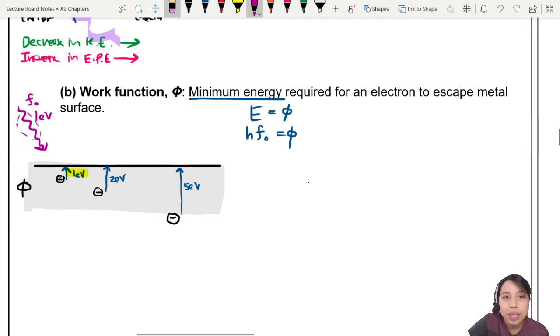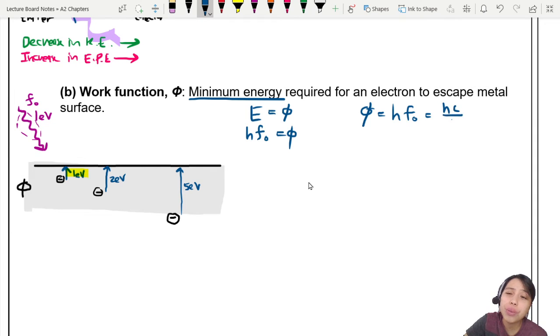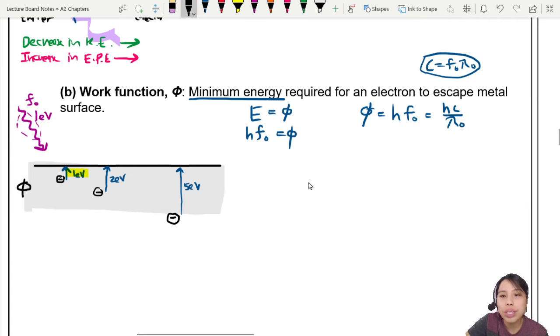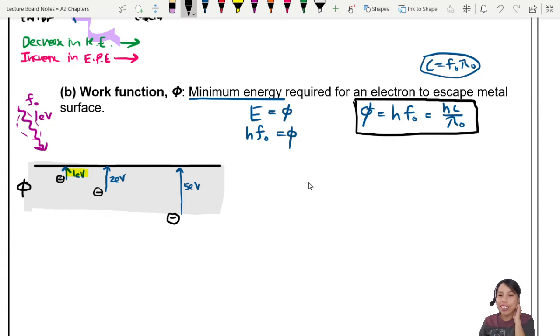So I'm going to rewrite this a little bit. Sometimes you can say work function equals hf naught, or in terms of wavelength, hc over lambda naught. How do you get this? c equals f lambda. So you just substitute in. Don't forget this one from your AS equation. So this is how you can use this equation for work function, which will be useful in solving questions.